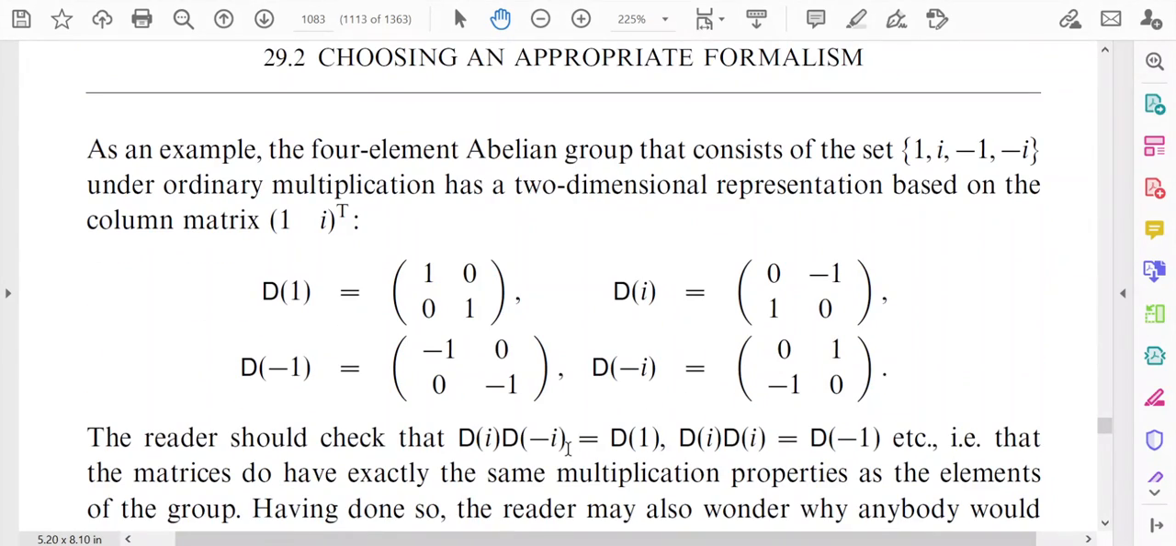Now we will consider another example. Suppose we discussed in our earlier lecture the four element abelian group, which consists of the set 1, i, minus 1 and minus i. So these four elements constitute a four element abelian group, which was discussed in our earlier lectures. Now you take the column matrix, that is, we have to take some basis vectors. So the basis vector is the column matrix (1, i) transpose.